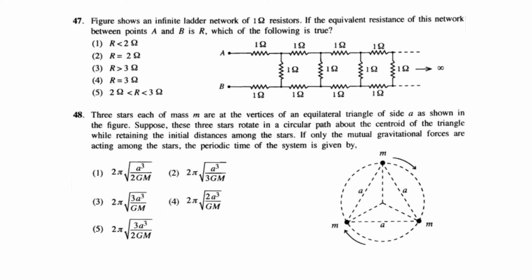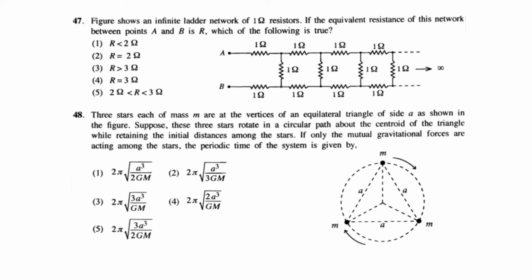R is the distance from A to the centroid. That can be found by using trigonometry. 2 times R cos 30 equals A. Then R equals A divided by 2 cos 30. By substituting this in the above equation, we have 2 times G m divided by A square cos 30 equals m times, instead of r we put A divided by 2 cos 30, into omega square.